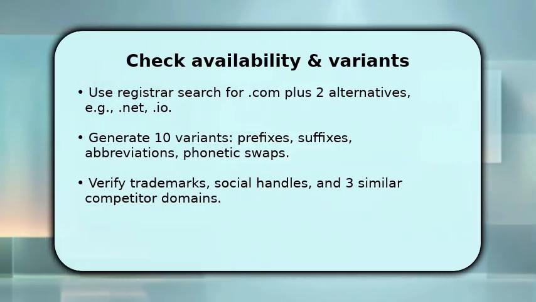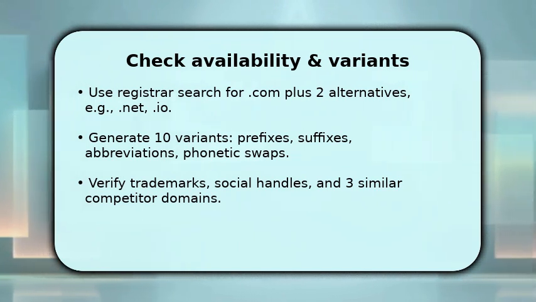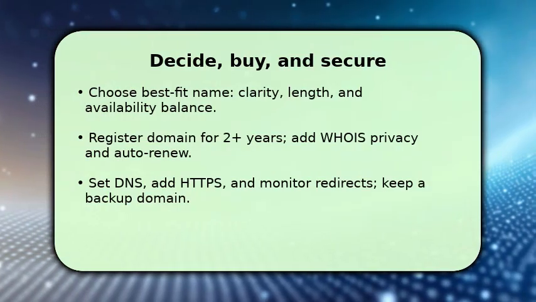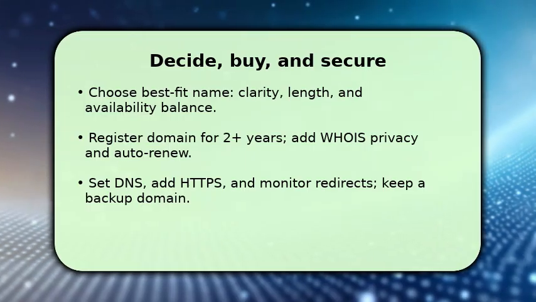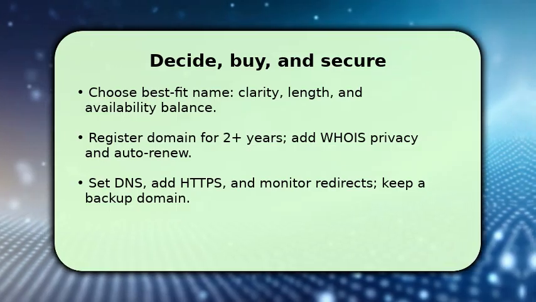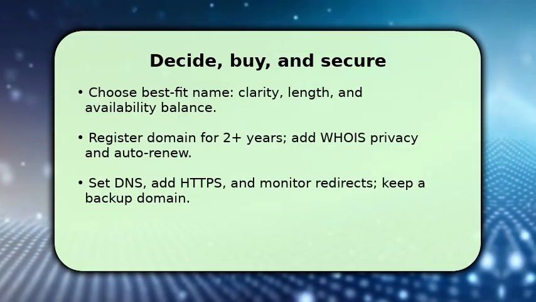If conflicts appear, iterate. You pick the best fit name by balancing clarity, length, and availability. Prioritize. COM if brand safe and memorable, otherwise pick a strong alternative. After selection, register for 2 or more years, enable Whois privacy, and set auto-renew to avoid accidental loss.